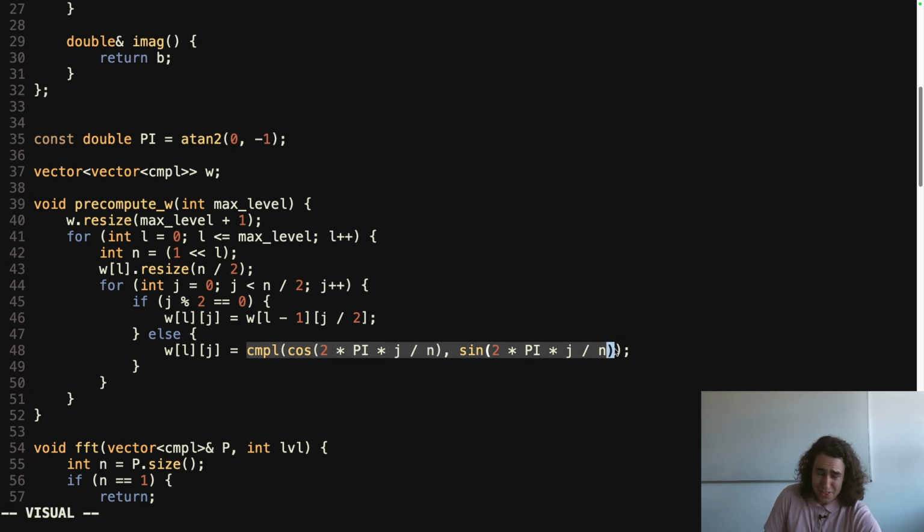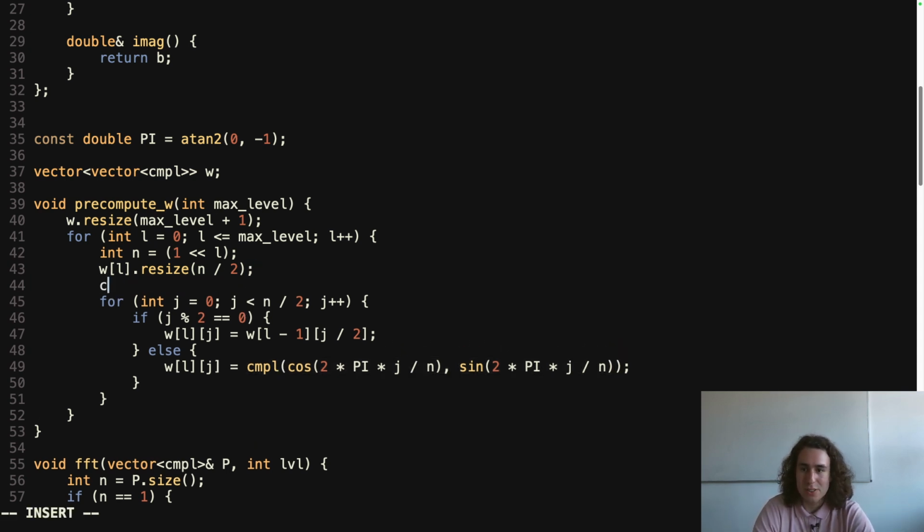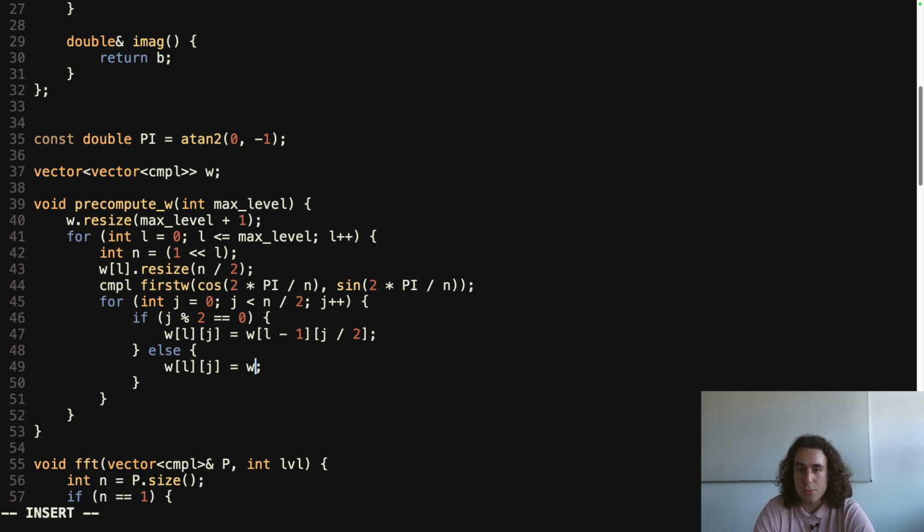And these we also don't need to calculate all the time. As I said, all of the roots are just powers of the first one. Let's look at the first one, right? It's going to be first w, cosine of 2 pi over n, sine of 2 pi over n. And this one is just the previous one times first w, right? Let's write it like this. The previous one is again just divided by 2, but because it's an odd number, it's going to be minus 1 divided by 2 times first w.